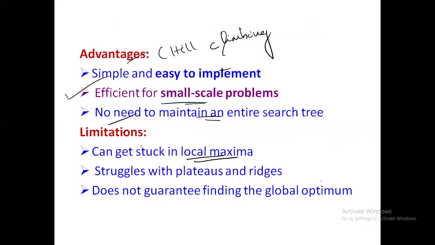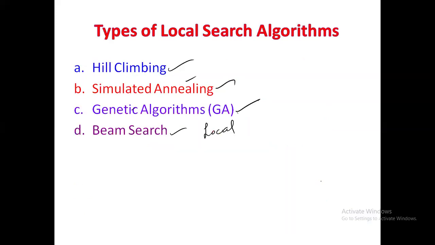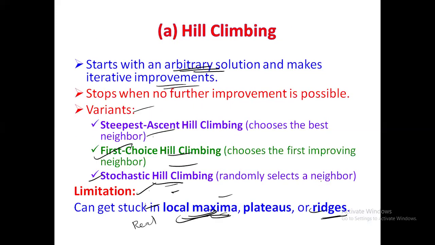Hope you have enjoyed this introduction to local search algorithms. In the forthcoming lectures, we'll see example problems for all the four types. What are the four types? Hill climbing, local beam search, simulated annealing, and genetic algorithms.